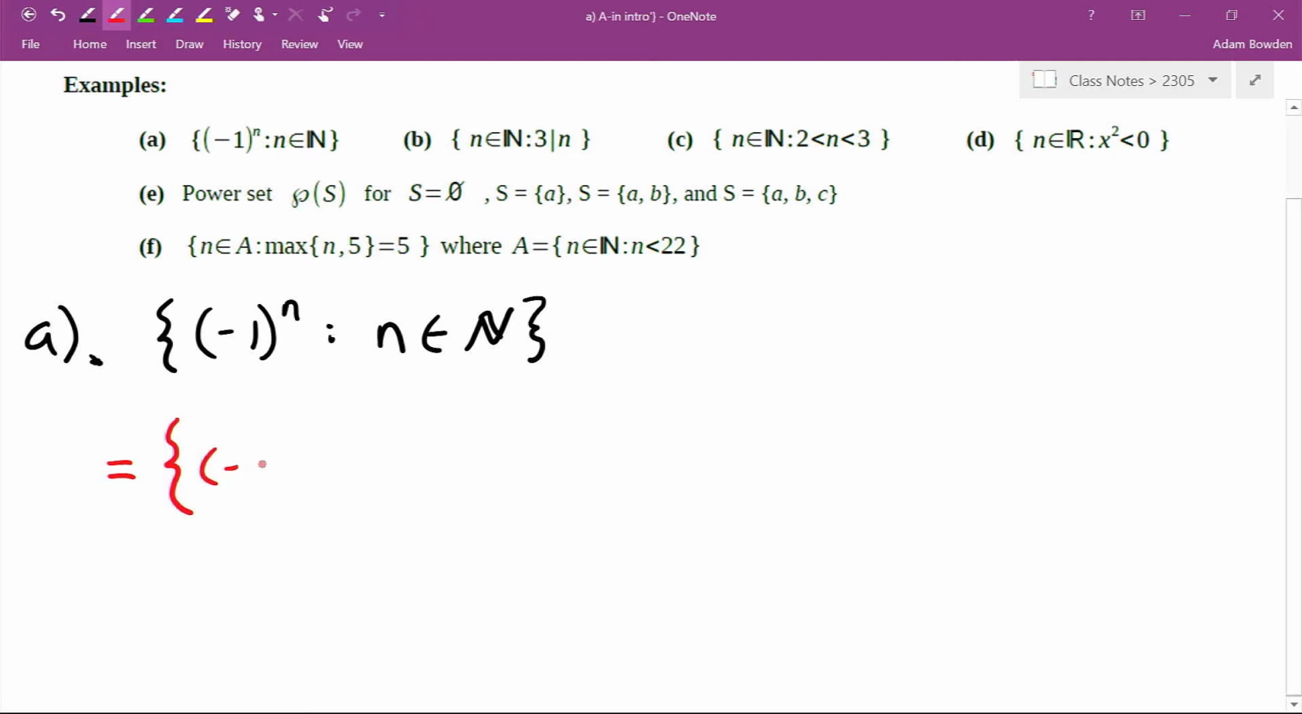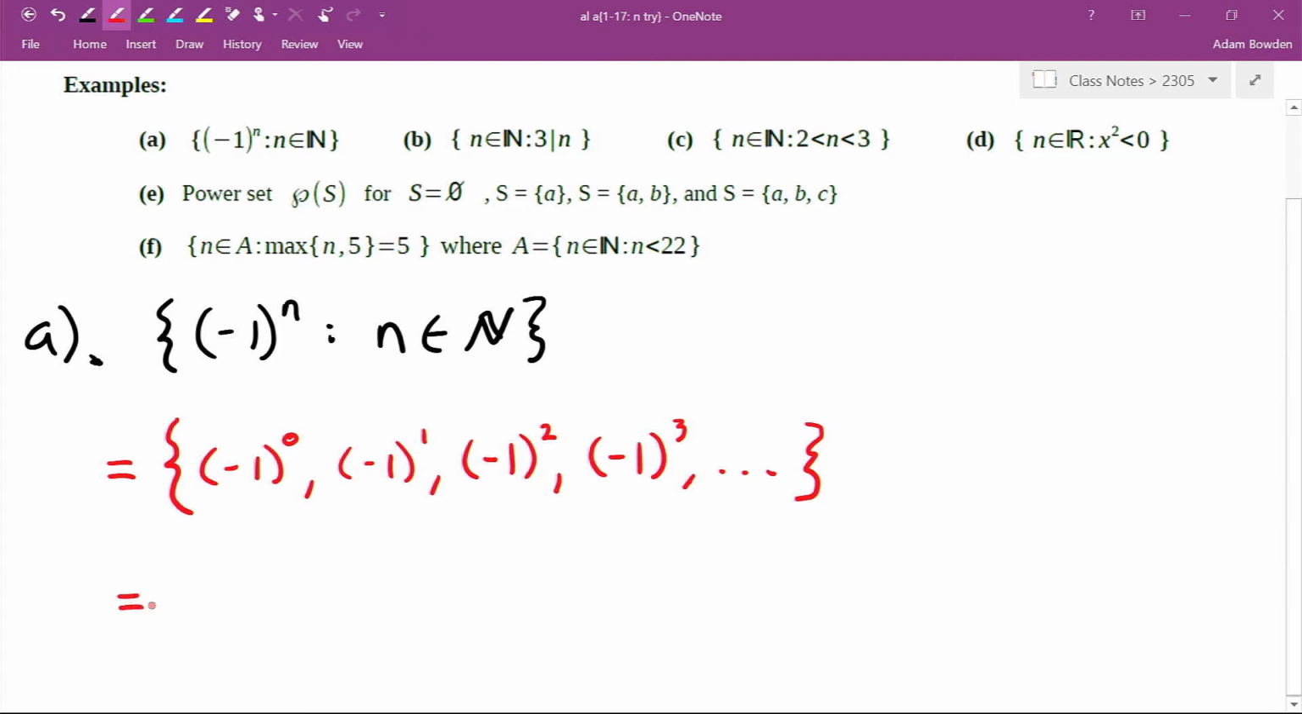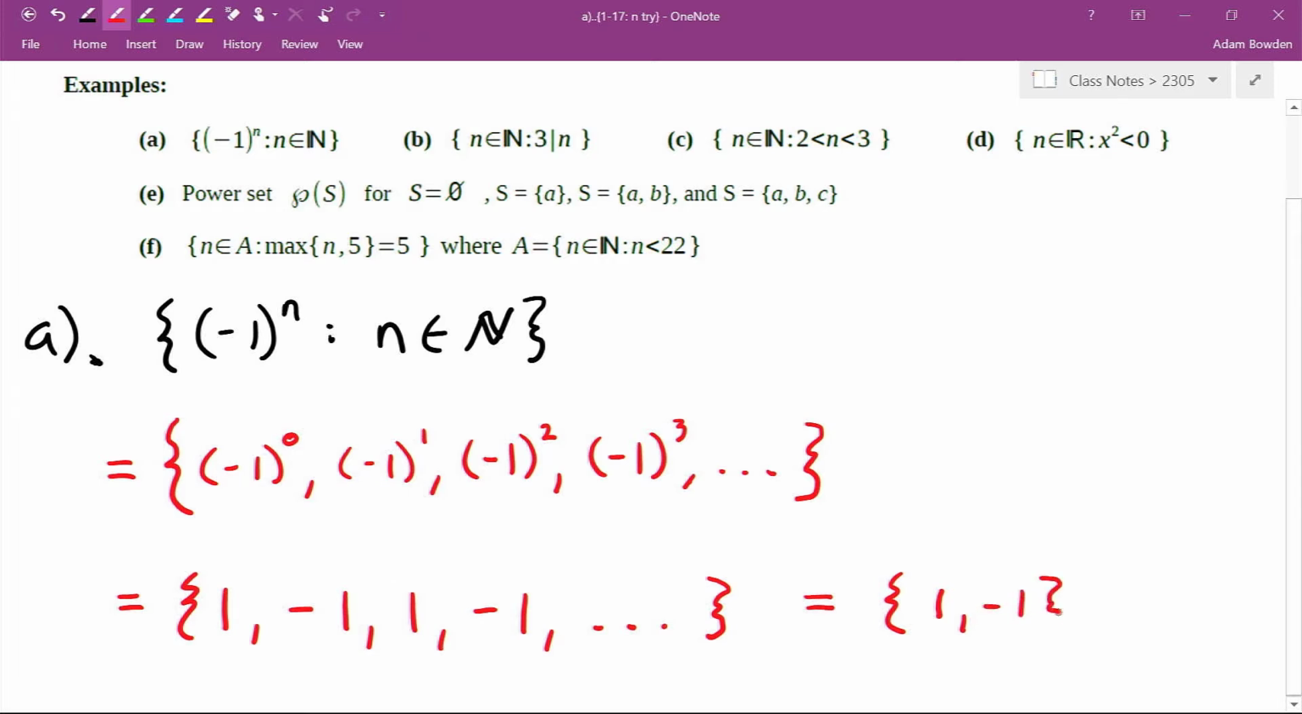So the set would contain -1 raised to the 0, -1 raised to the first, -1 raised to the second, -1 raised to the third, and so on from there, because it just keeps on going forever. So we could write this as the set containing 1, comma, -1, comma, 1, comma, -1, and so forth. Notice how the elements are repeating. -1 and 1 keep going on and on forever. We can write this set as equal to just the set containing 1 and -1.